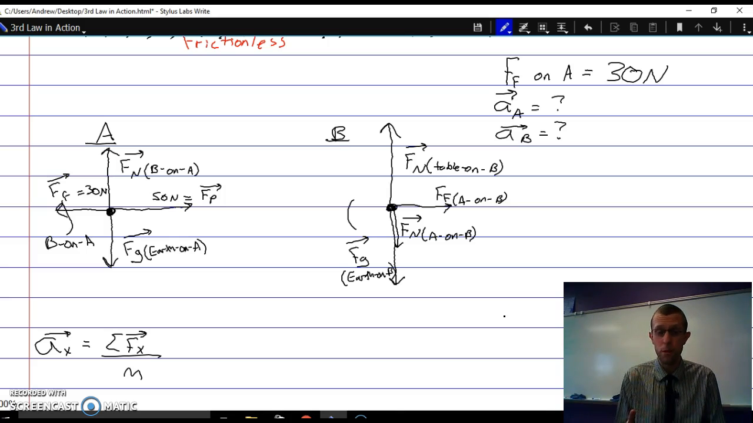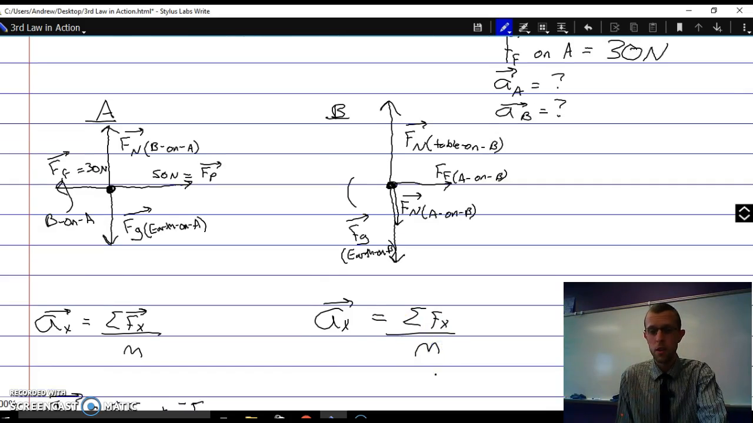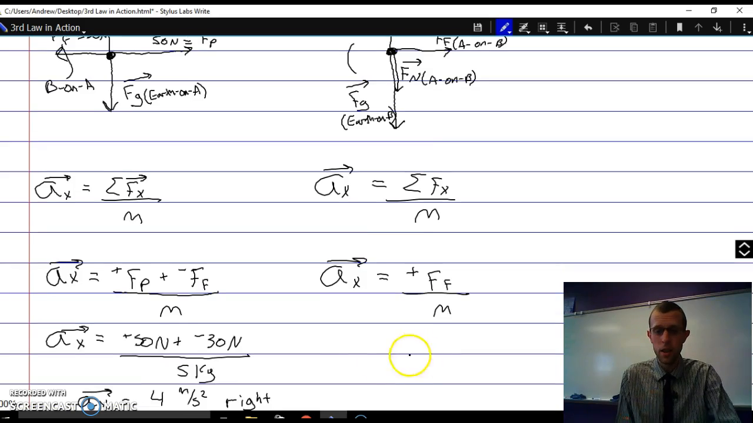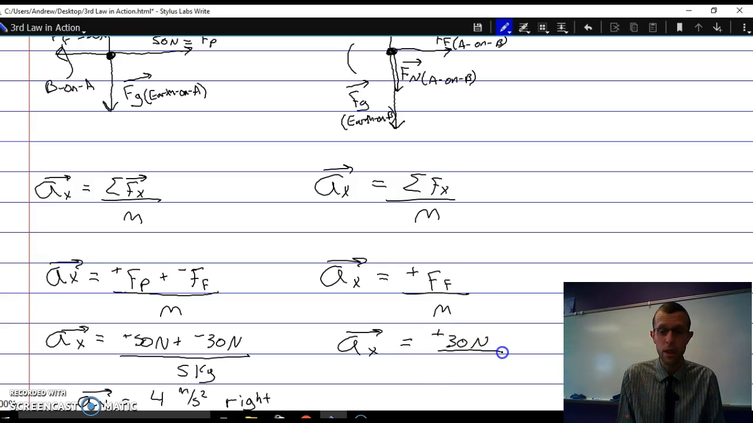Block B is a little bit simpler here. We only have one force on block B in the x direction, so that's easy. Acceleration in the x is going to be the net force in the x divided by the mass. In this case, the net force is just going to be, to the right, our frictional force divided by m. And that value for the frictional force was 30 newtons. This time it'll be 30 newtons to the right instead of 30 newtons to the left, or positive 30 newtons. And block B has a different mass as well, so we have to pay attention to that. That one was 15 kilograms.